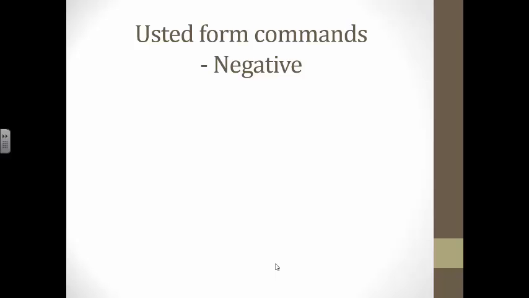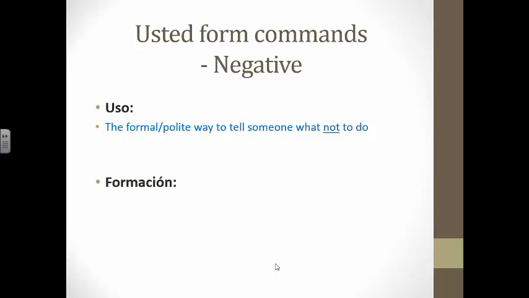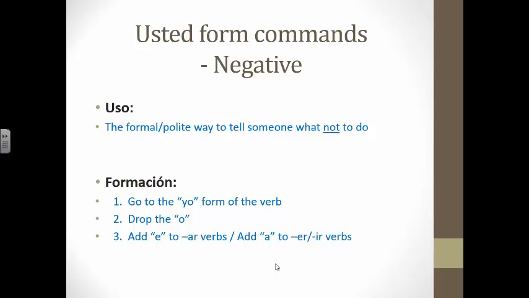So then how would we form an usted form command that's negative? Why would you use a negative usted command? If you were telling someone what not to do. If you were telling me, hey, señora, don't talk, don't read, don't leave, don't dance, etc. The formation is exactly like the usted form affirmative. So you go to the yo form, present tense, you drop the O, you add the opposite usted form ending, so that's an E to AR verbs, and an A to ER, IR. And lastly, because it's negative, you put a no in front.